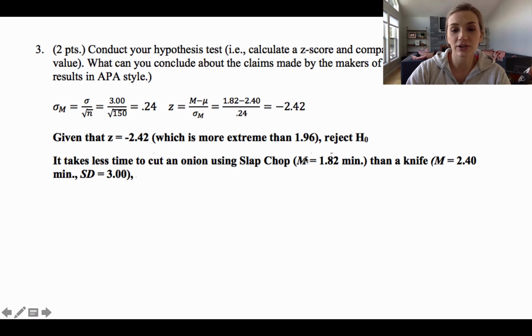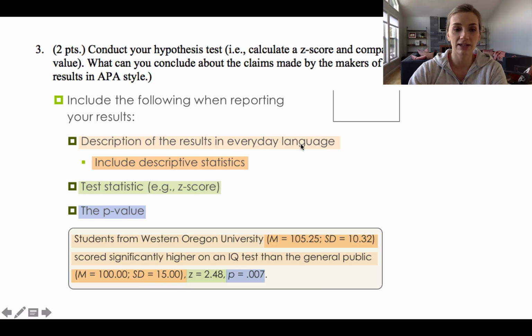I also inserted some descriptive statistics here. This is the average time it takes to cut an onion using the slap chop. This is the average time it takes to cut an onion using a knife. I did have information about the standard deviation for the knife. I did not for the slap chop, so I included standard deviation info for the knife, but I couldn't for the slap chop. So I've described the results in everyday language. I included my descriptive stats.